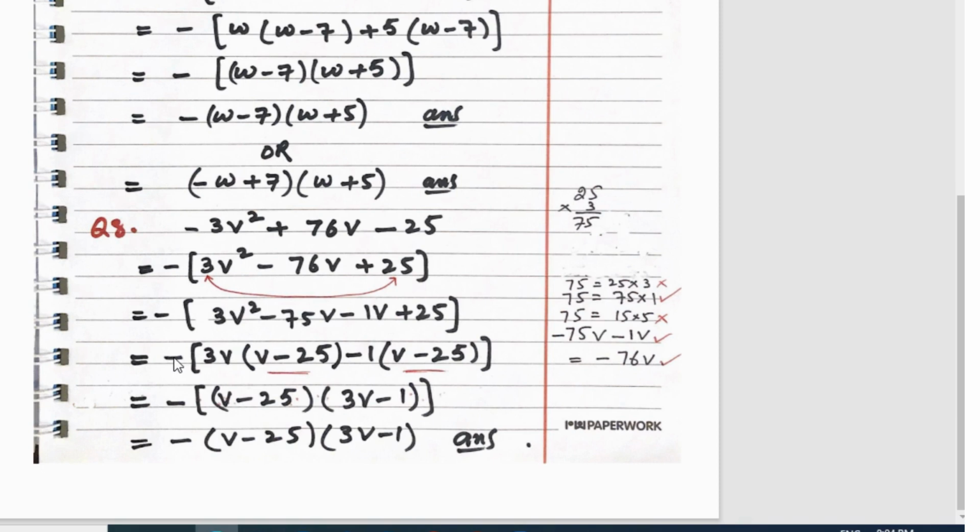this sign to come in. Okay? Because this will confuse you. So keep it away from the question. 3v. Now 3v square minus 75v.